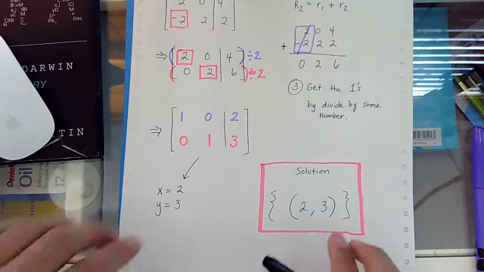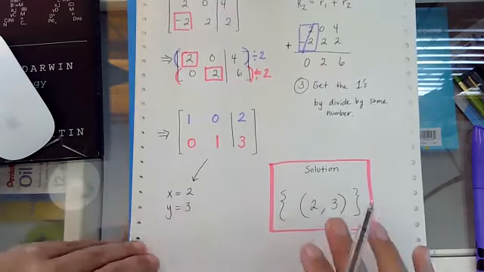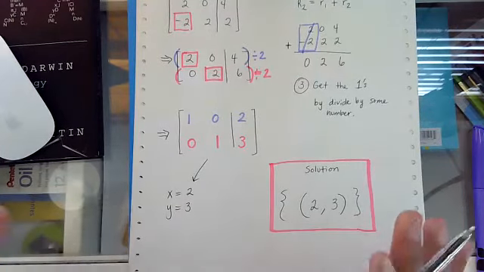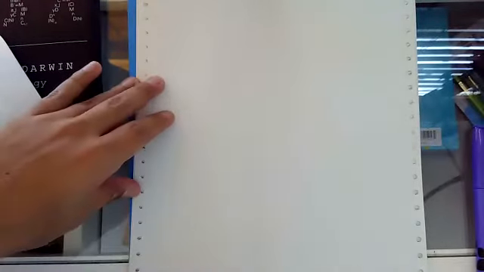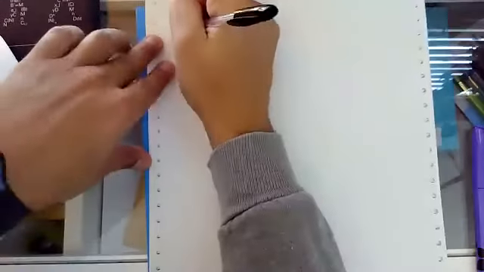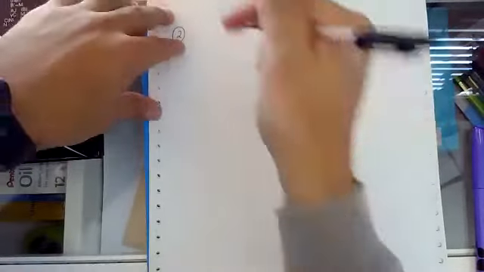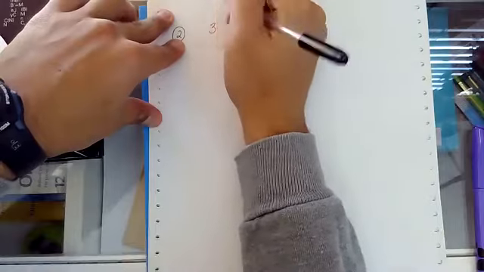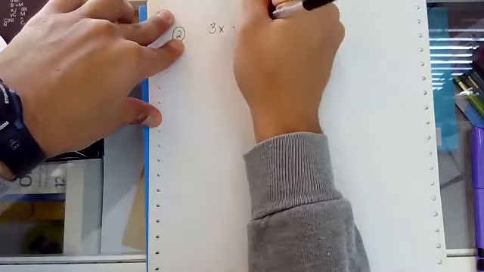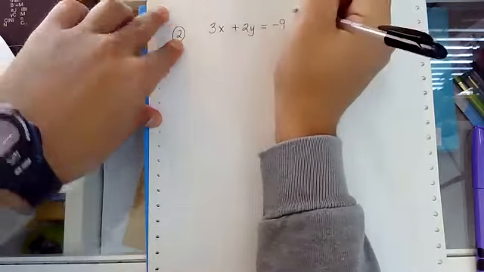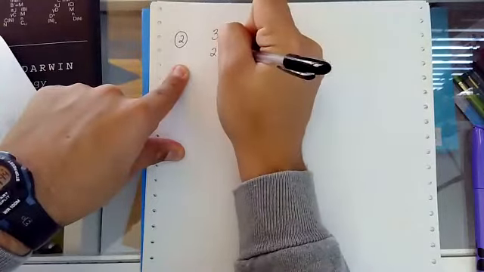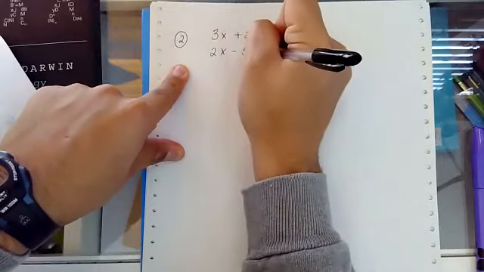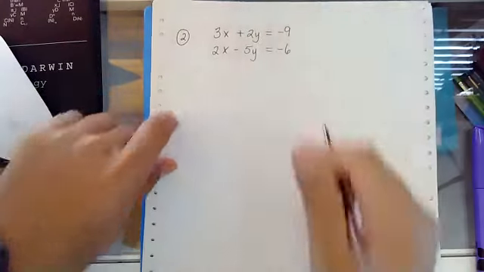Okay. Now I know that that was watching me do a lot of it, right? And sort of gently guiding you to giving me the correct operations. But what I'm going to do now is throw you guys into breakout rooms to work on this next one. So let me give you the system here. 3x plus 2y equals -9. 2x minus 5y equals -6.